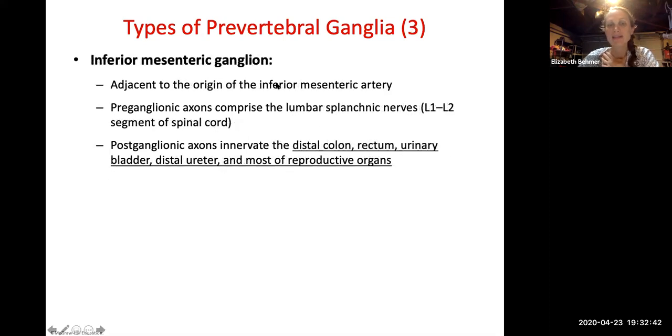Okay, and then inferior mesenteric ganglia, this will innervate the rest of your digestive tract. So now we're getting towards the end of your digestive system, getting close to expulsion or excretion. So the distal part of your large intestine or colon, your rectum, which is the place where you excrete the waste, your urinary bladder, the rest of your distal ureter, and also most of your reproductive organs. Because your reproductive organs are found closer to the base of your pelvic region, they're included in the organs that these nerves or ganglia innervate.